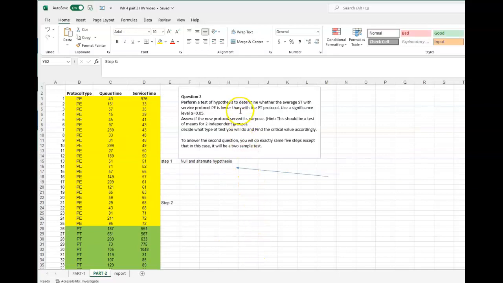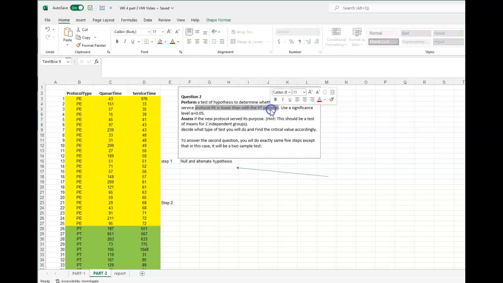you have the same thing, except that in this case, you are going to compare the service time for PT and PE. They are saying to examine if the service time for PE, the new protocol, is lower than the PT protocol. That is going to dictate your alternate hypothesis. So your alternate hypothesis is going to look like this: PE is less than PT. PE is lower than PT, okay?